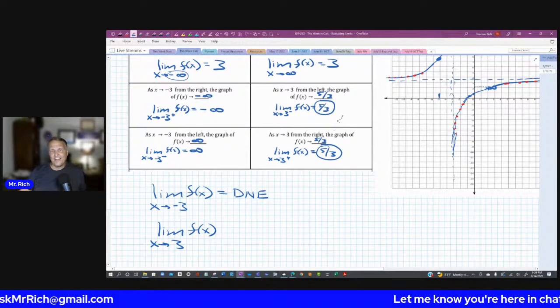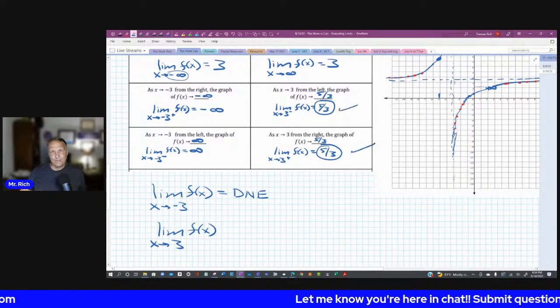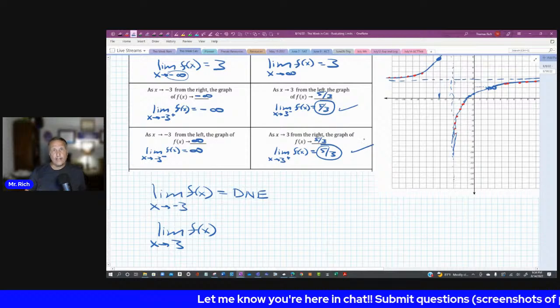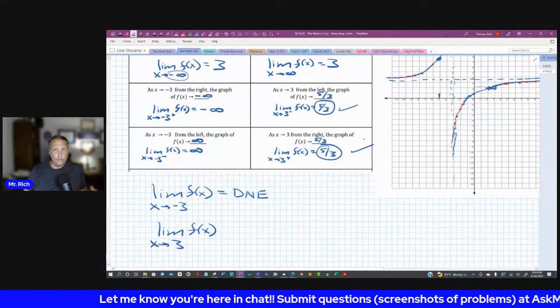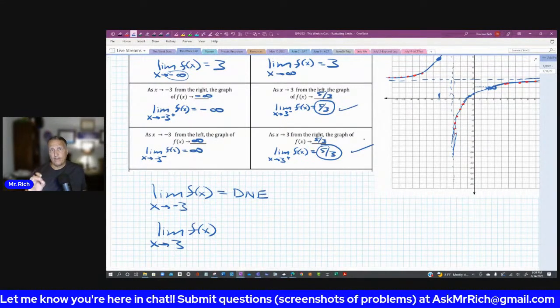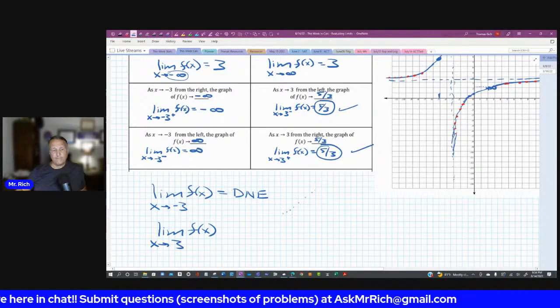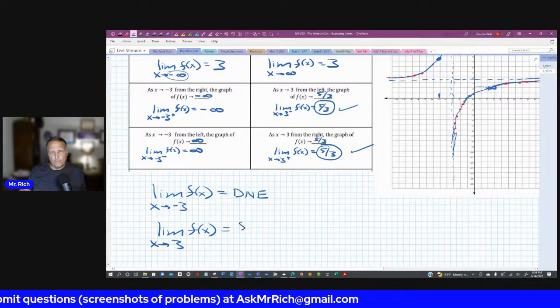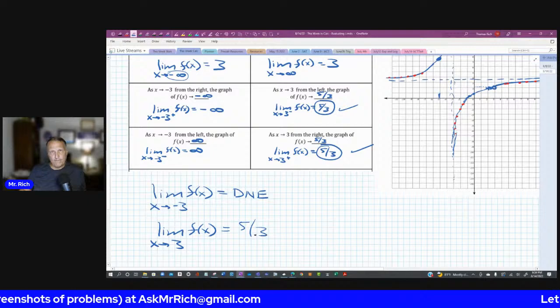These are one-sided limits from the left and from the right. The two-sided limit says the two-sided limit will exist if there is one y value that you approach from both the left and the right. So this general limit would be 5/3.